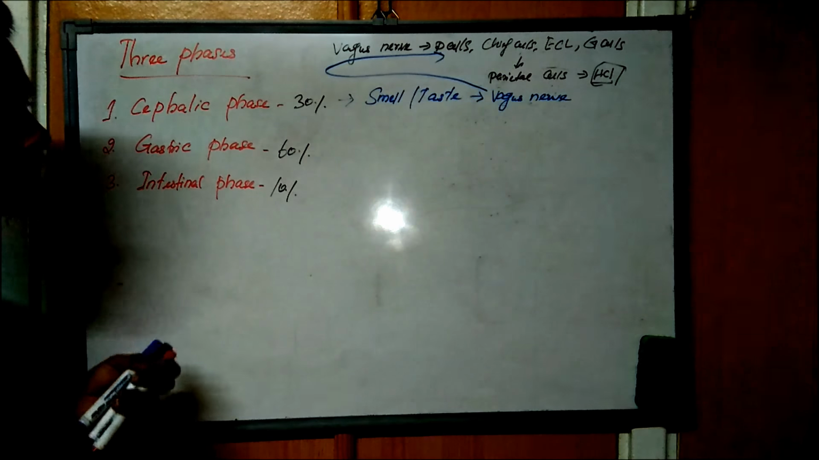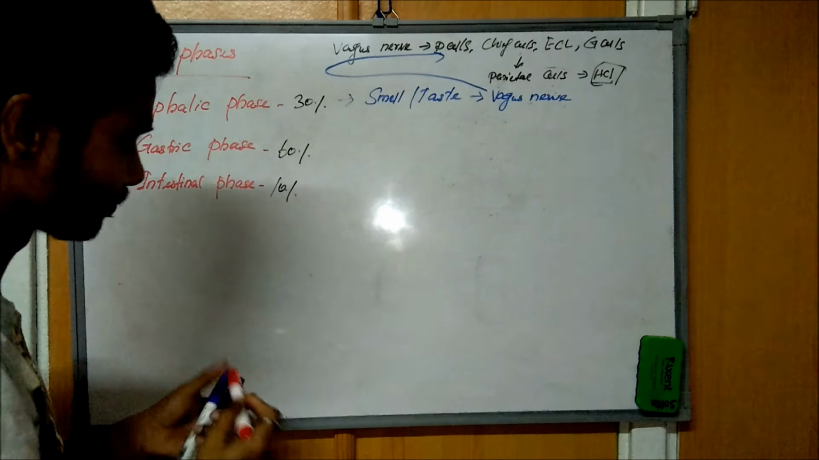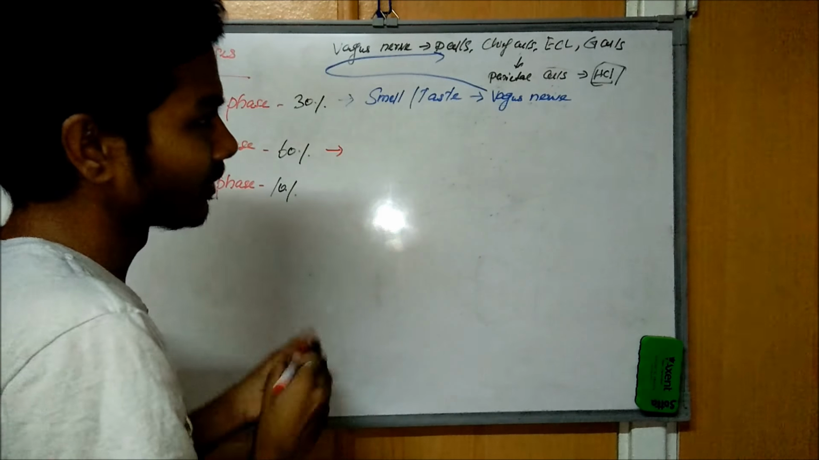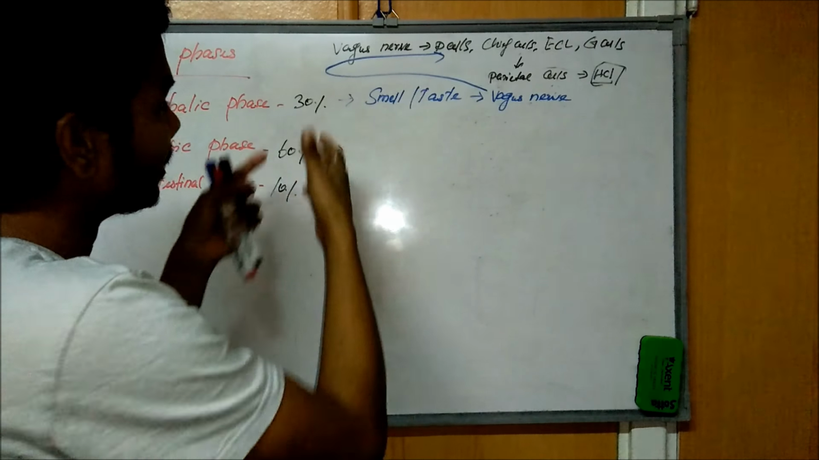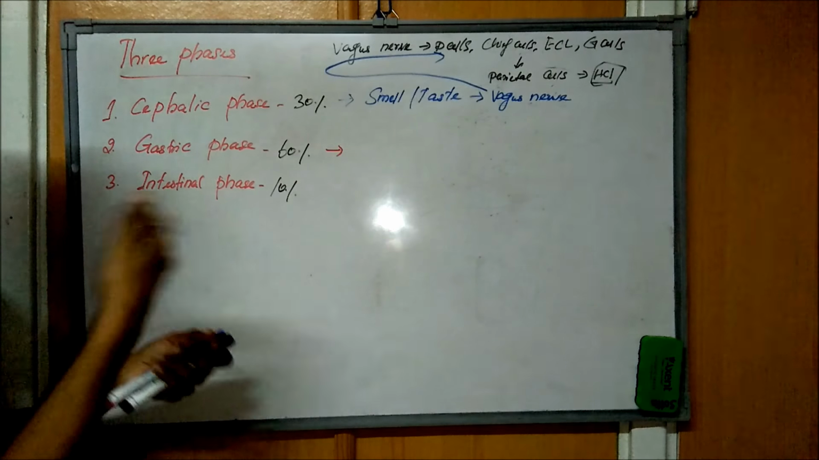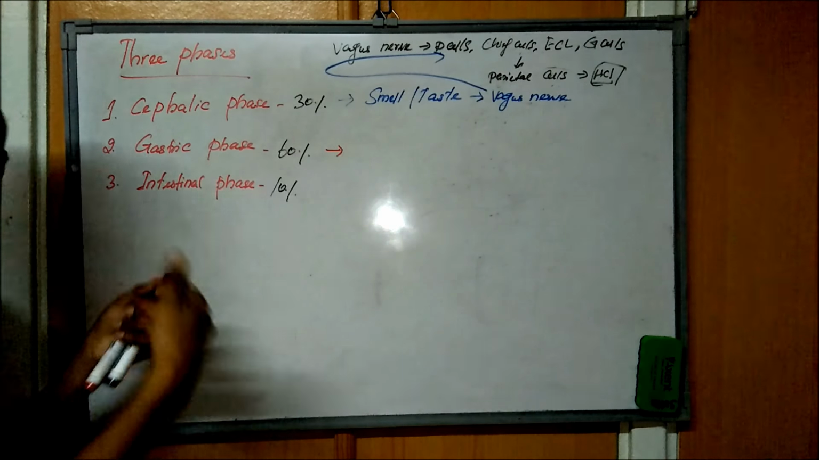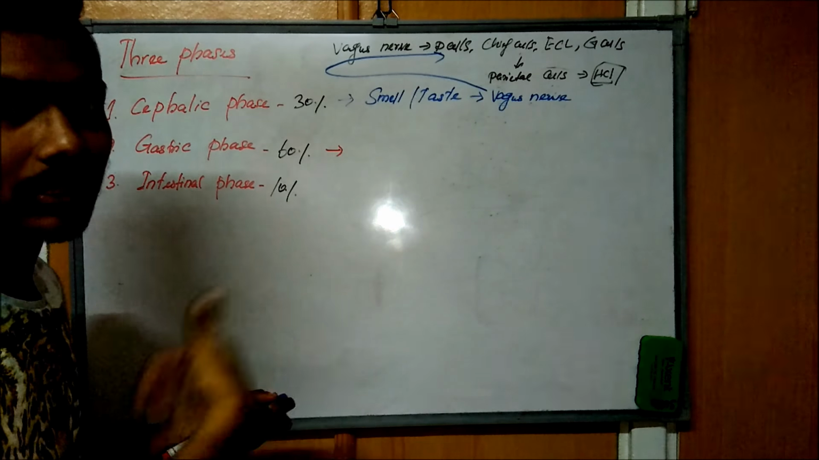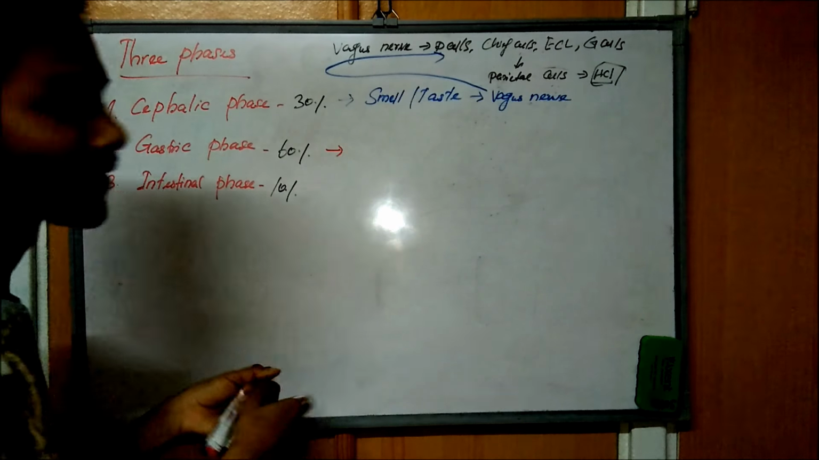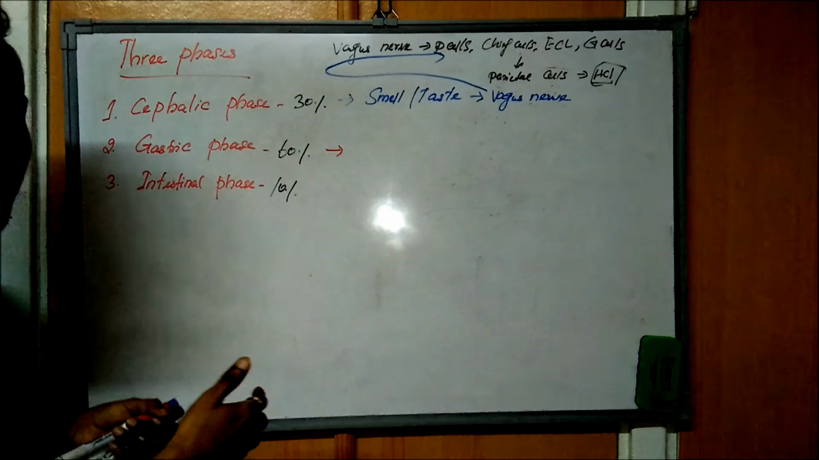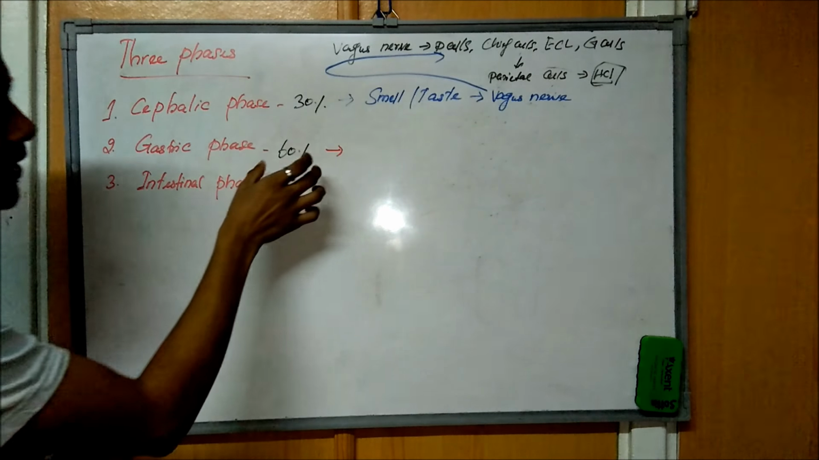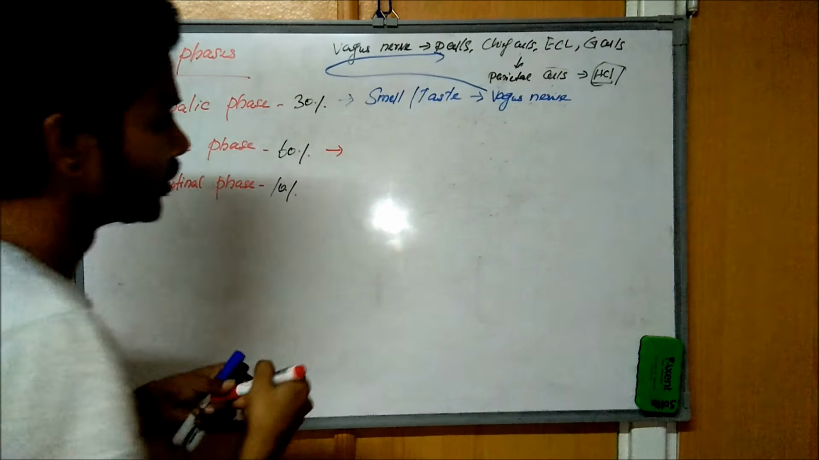After that, another amount, 60% of HCl, will be used. After we eat, the 30% is used, and then we need more HCl to activate the other contents of the food, to kill the bacteria, to do the process. So we need more production of HCl. That phase is called the gastric phase, the 60% of HCl.